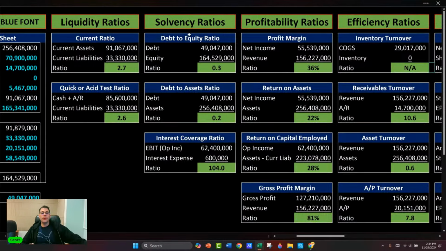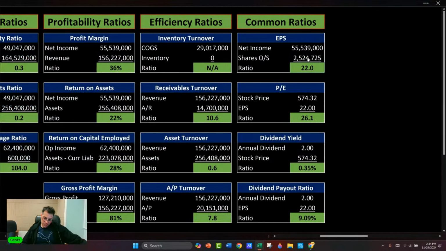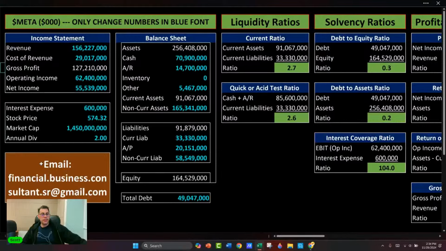So this ties into all the solvency ratios: debt over equity, 0.3. And you could just email me and I'll send you this Excel file so you have the entire thing yourself.